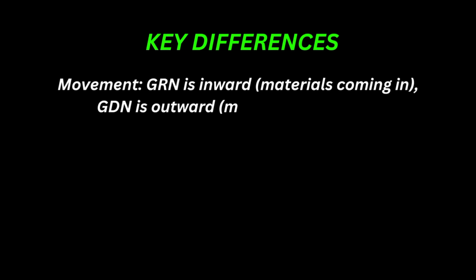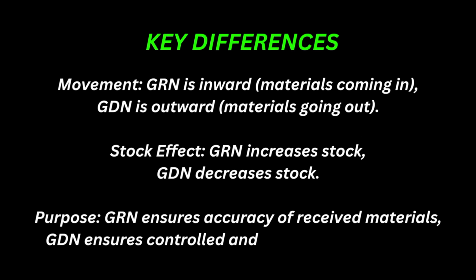Key differences. Movement: GRN is inward, materials coming in. GDN is outward, materials going out. Stock effect: GRN increases stock, GDN decreases stock. Purpose: GRN ensures accuracy of received materials, GDN ensures controlled and accountable issuance.